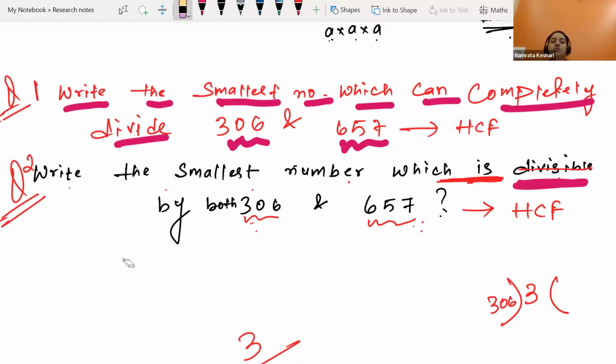When this type of question is in your exam, read the question very carefully: whether the smallest number you are going to find is itself divisible by the given number, or the number is dividing the given number. If the number is dividing, then of course the answer will be 3. For the first question, the answer will be 3. But for the second question, now find the answer. It will not be HCF.